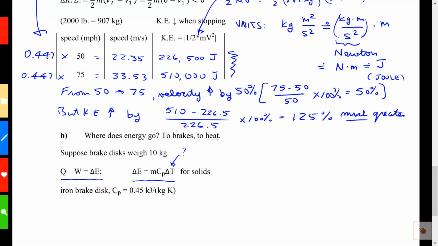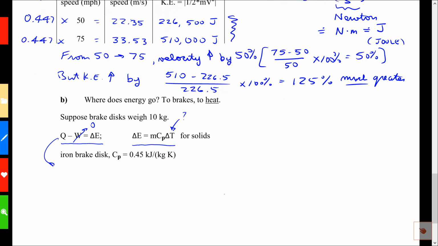That it's going to be converted to heat, so we've got Q. What's the work? Well, for a brake disc that's not changing its size, it's 0. So let's combine these two ideas together, and we're going to have Q equals the change in internal energy, which is equal to mass times specific heat times delta T, and I'm going to solve for delta T. Delta T is going to be Q divided by mass divided by specific heat.